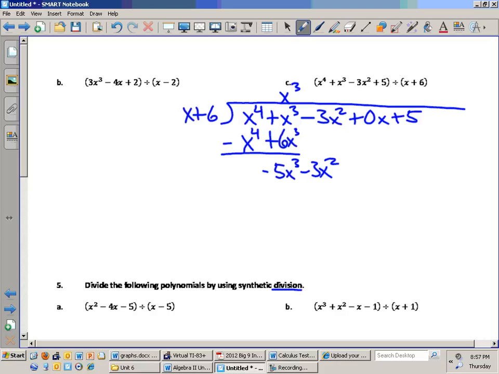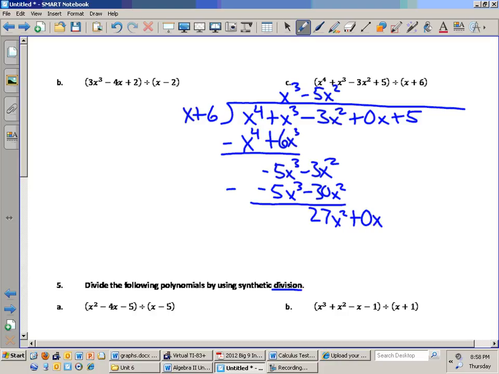Again, if I'm going too fast at any point, the advantage is you're watching a video. Go ahead and rewind it. So, what do I multiply x by to get negative 5x to the 3rd? Multiply by negative 5x squared. Get negative 5x to the 3rd minus 30x squared. Subtract. Notice how the first two always cancel. Negative 5x to the 3rd minus negative 5x to the 3rd is 0. But the other two, negative 3x squared minus negative 30x squared is 27x squared plus 0x.